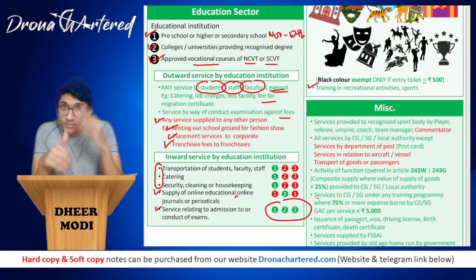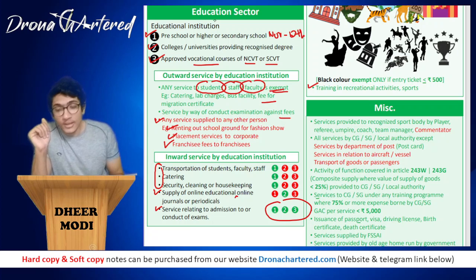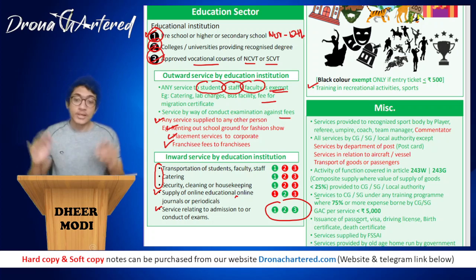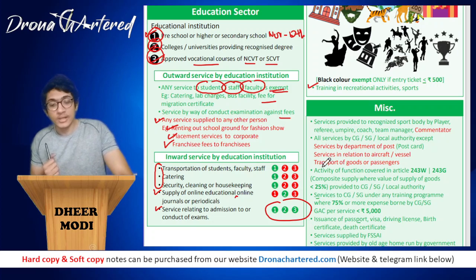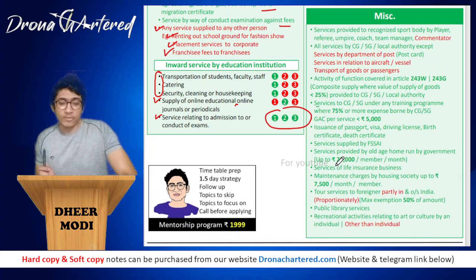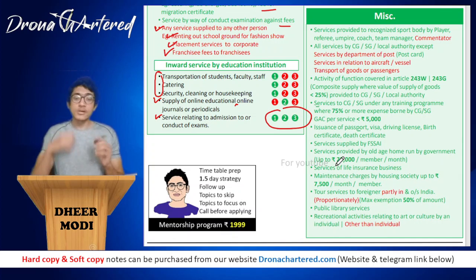For inward service, we had made a matrix, that is 1 2 3, 1 2 3, 1 2 3. 1 is this, 2 is this, 3 is this. Anything in green is exempt, red is taxable. Clear? So we are done with your education sector, and now moving on to miscellaneous sector. So miscellaneous is all the items that I was not able to cover anywhere. I've added in the miscellaneous.